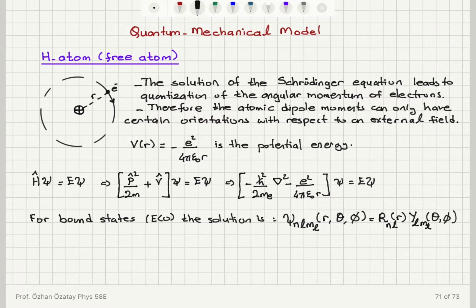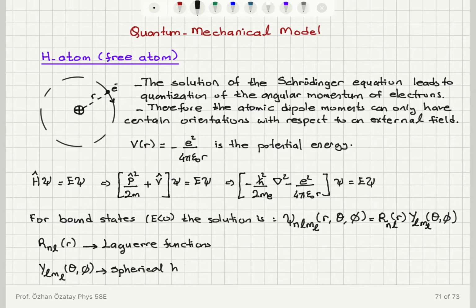These functions, the radial part R n l as a function of r, are called Laguerre functions. And the angular part, Y l m sub l of the polar angle theta and azimuthal angle phi, gives us the so-called spherical harmonics.